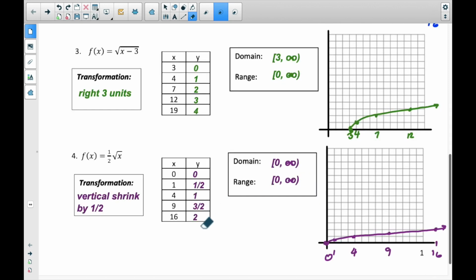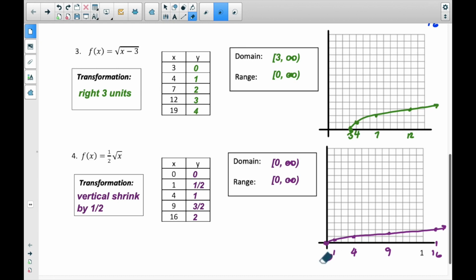Number 4, this time our 1/2 is out front there. That means a vertical shrink. If you look at this half of a sideways parabola, it is very, very narrow, real skinny. It's sideways, but it's real skinny. It has been shrunk vertically. It was like smushed down. If you look back at the parent function, it still had a point at 9 and a point at 4. They were just smushed down and brought down this way. So that's how I got my table.